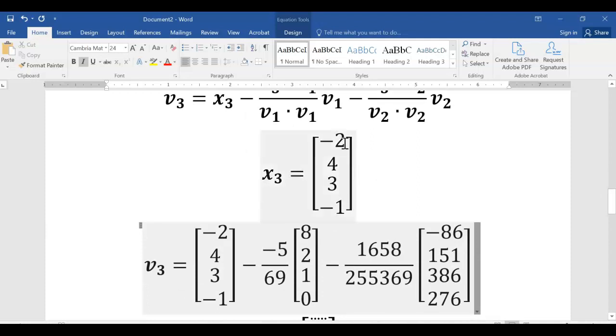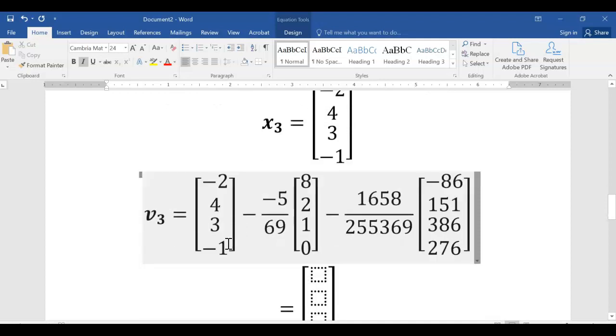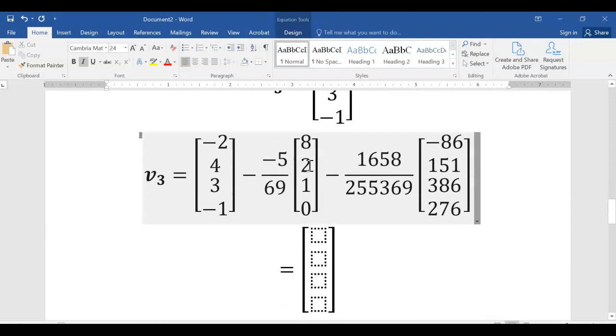So x3 is (-2, 4, 3, -1). When I project that onto (8, 2, 1, 0), when I do the inner product of -2 times 8, 4 times 2, 3 times 1, -1 times 0, I end up with a -5. 8 times 8 plus 2 times 2 plus 1 times 1 is a 69.